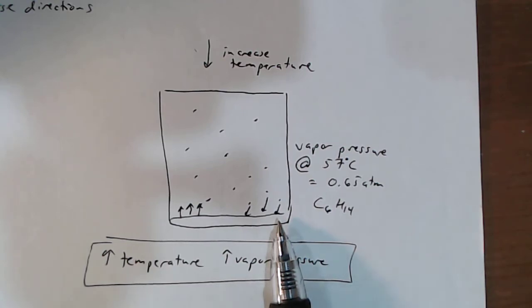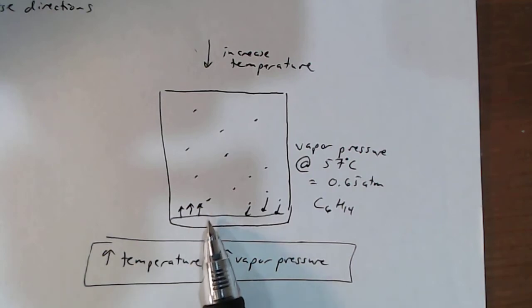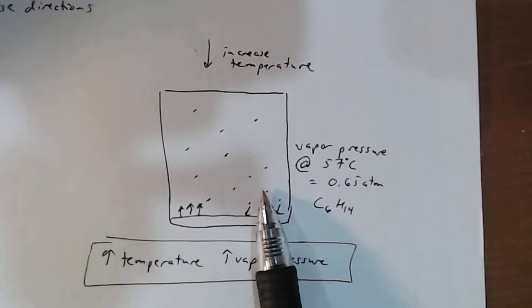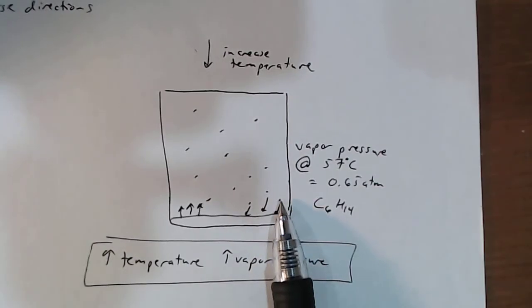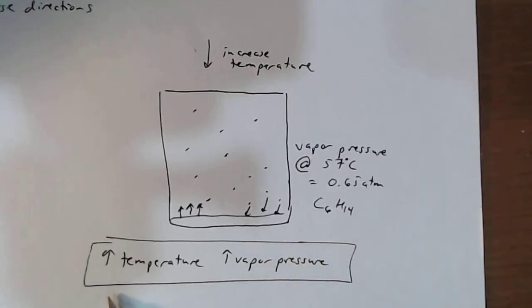In order to counteract that increased rate of vaporization, there needs to be more vapor particles to have an equal rate of condensation. So we can see that by increasing the temperature, there's an increase in the vapor pressure of that hexane.